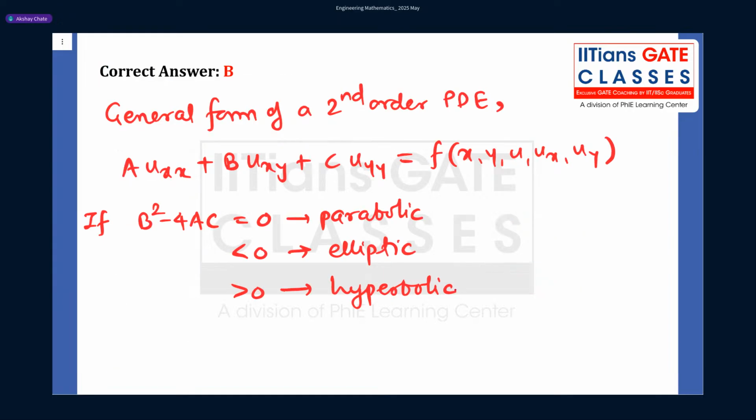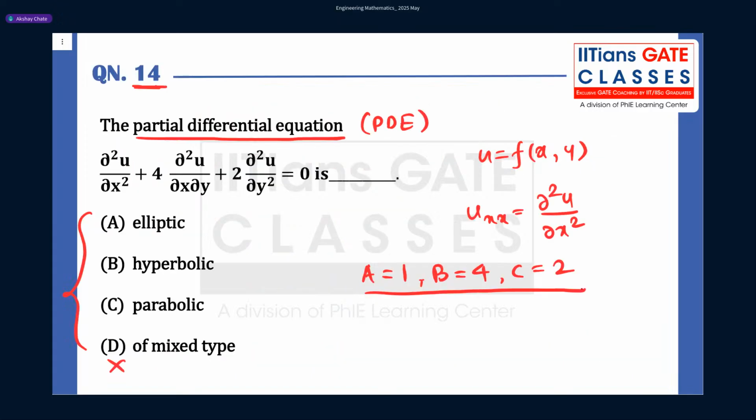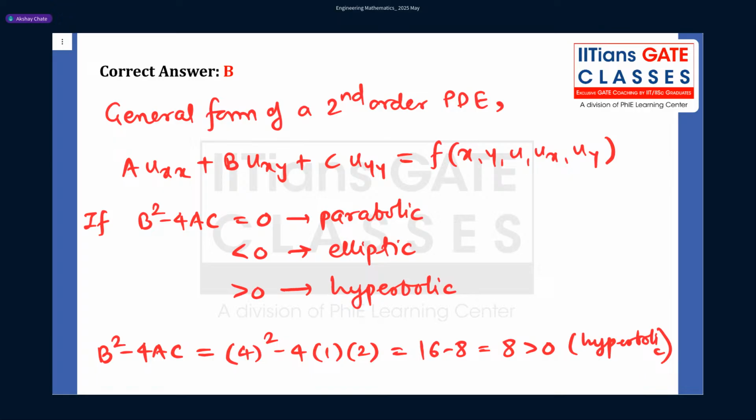Now you just need to find B square minus 4AC for those values. So B square minus 4AC for the given question becomes 4 square minus 4 times A, which is 1, and C, which is 2. So it is essentially 16 minus 8, which is 8, a positive value greater than 0, and therefore the given equation is hyperbolic. That is option B, and that is also the correct answer.